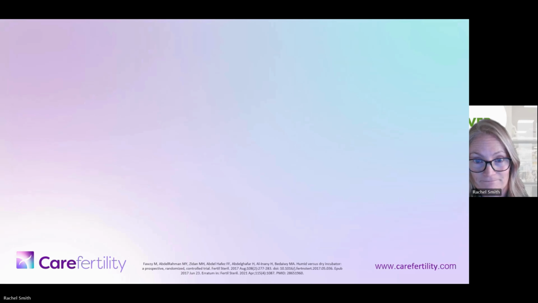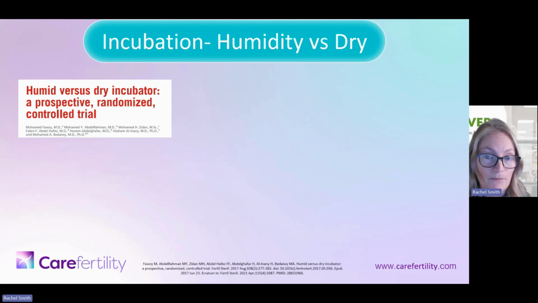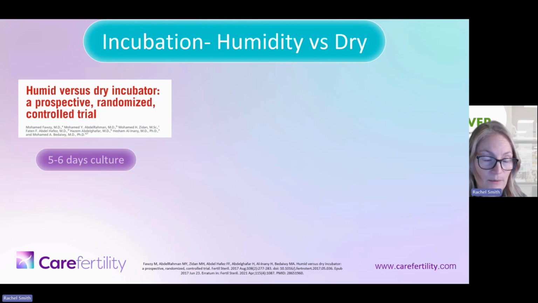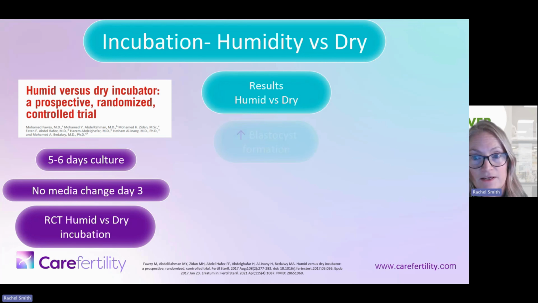So we can look at some of the publications. Here I've focused on one by Varzi and his team back in 2017. This compared culture over 5 to 6 days. They had no media change on day 3, and it reviewed using a randomized controlled trial culture in a humid versus a dry incubator. And these were the results.